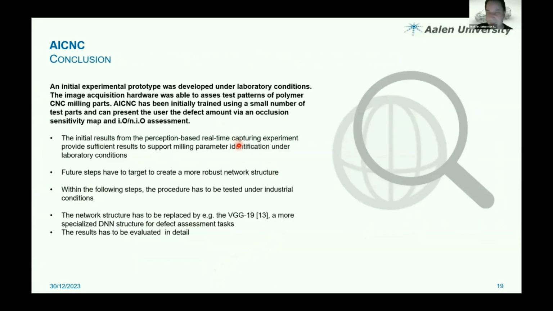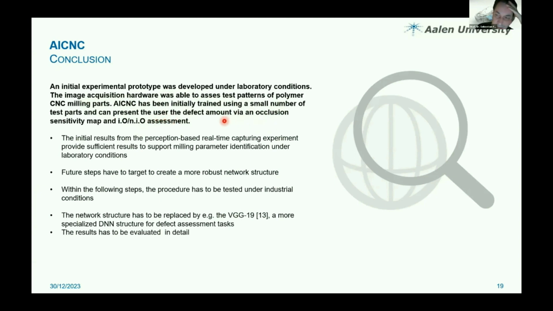Okay, in general, this was my small presentation. Here's a small conclusion. We developed an initial prototype, and we tested it in laboratory conditions with this polymer part, on the DMU 65 CNC milling machine.